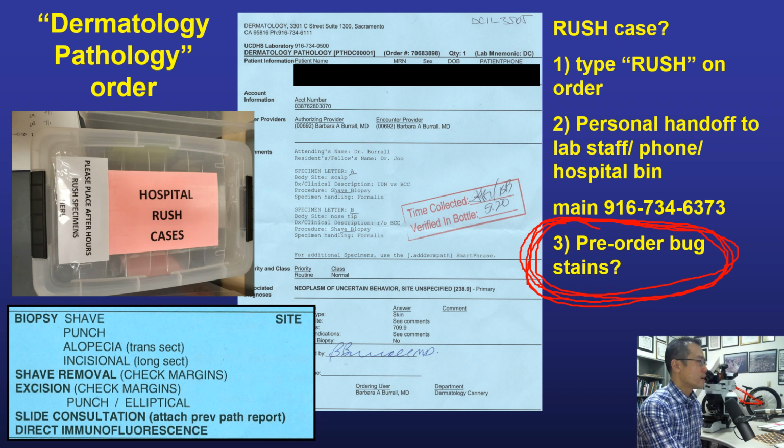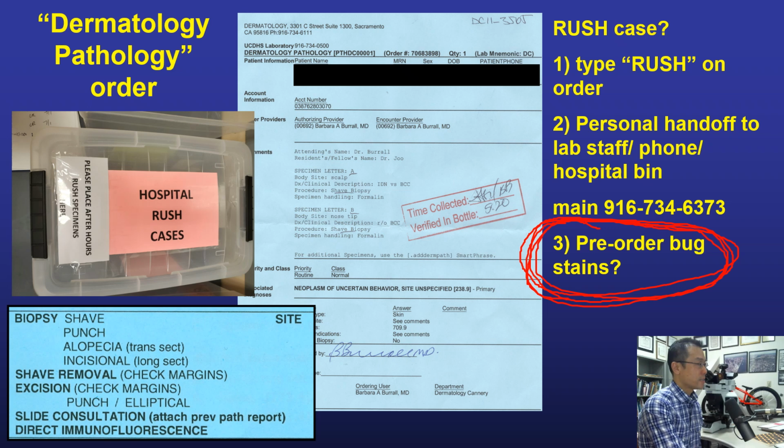So one of the options that we have is to pre-order special stains for pathogens or bug stains. And so if you write rule out infection on the order, pretty good chance that our histotechnologists are going to recognize that and contact the pathologist of the day to make a determination if special stains should be obtained. But in the end, it's kind of a case-by-case decision. On one hand, sometimes you look at the H&E afterwards and realize that the special stains were never indicated.